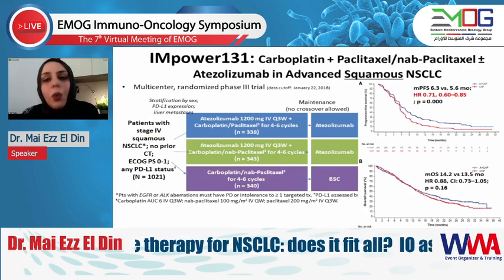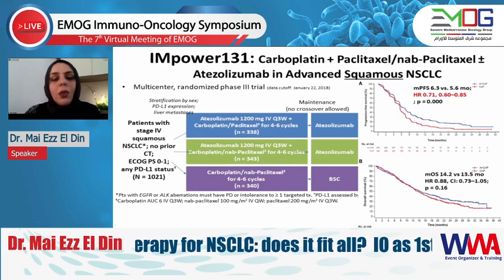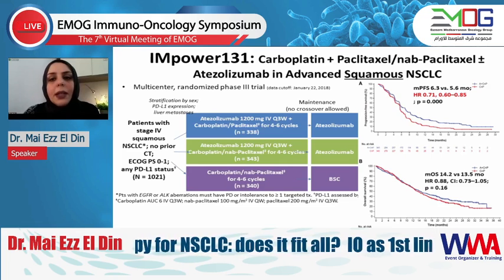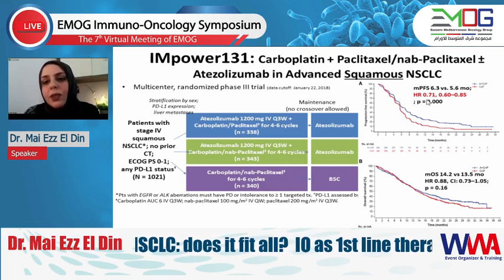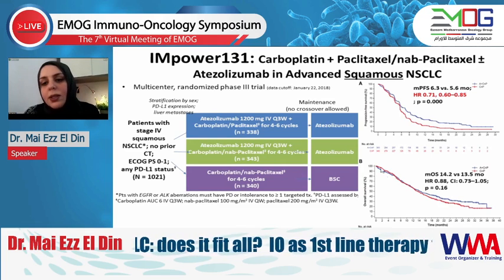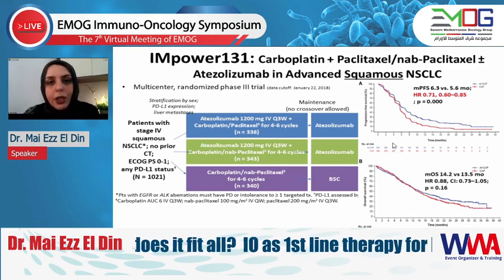IMpower131 was in squamous non-small cell lung cancers, with atezolizumab, carboplatin, and paclitaxel or nab-paclitaxel. There was a positive signal in progression-free survival, which I've highlighted here in red, but unfortunately not seen in overall survival.